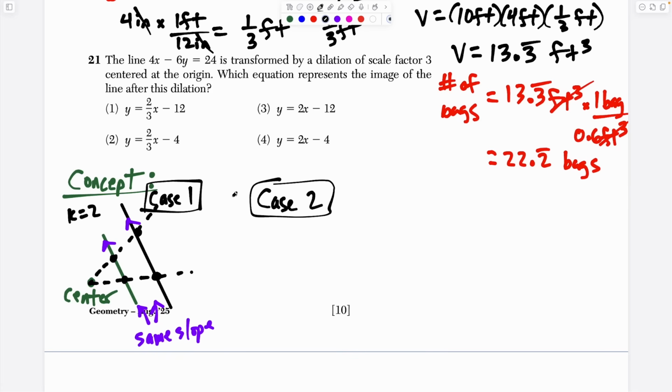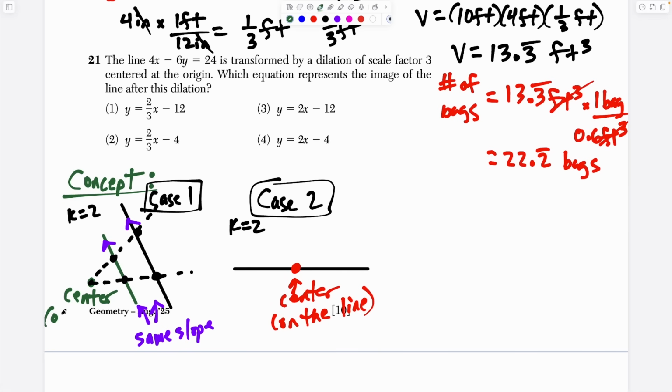Case 2 does happen. And when it does happen, it's a very deceptive thing that happens. So let's say I start out with some line like this, and I'm still going to go with scale factor 2. But let's say this time my center is on the line. Okay, so my center is going to be on the line. Okay, so starting off on the line. And in the first case here, our center was off the line.